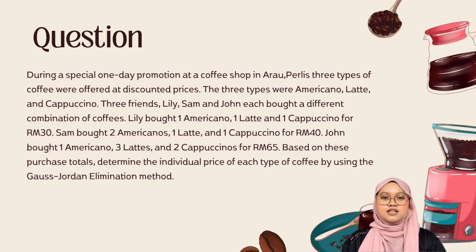3 friends, Lily, Sam, and John, each bought a different combination of coffees. Lily bought 1 Americano, 1 Latte, and 1 Cappuccino for 30 ringgit. Sam bought 2 Americanos, 2 Lattes, and 1 Cappuccino for 40 ringgit. And John bought 1 Americano, 3 Lattes, and 2 Cappuccinos for 65 ringgit. Based on these purchase totals, determine the individual price of each type of coffee by using the Gauss-Jordan Elimination Method.